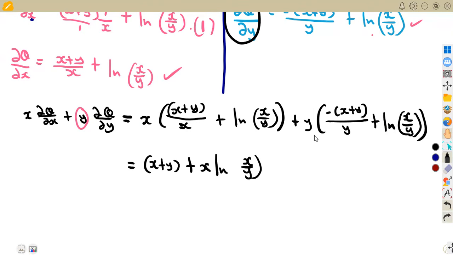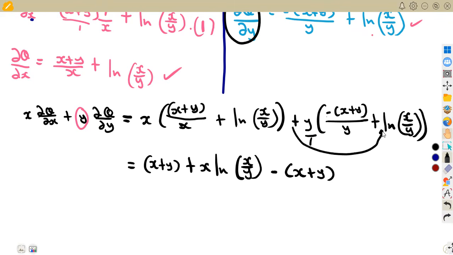This is in the denominator, so it's like this. Y and y, they cancel. So we are going to remain with minus the bracket of x plus y. So it's minus, because it's plus and minus. So this cancels. So plus and minus is minus the bracket of x plus y like this.